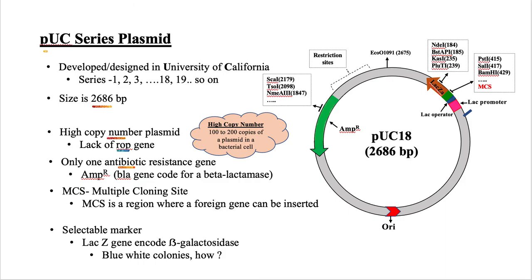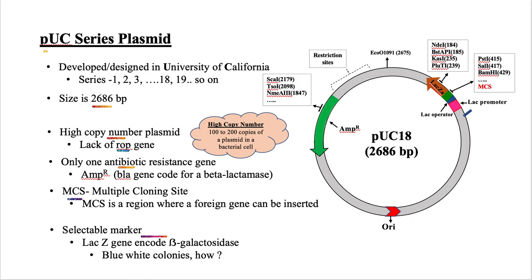The BLA gene codes for beta-lactamase, and beta-lactamase cleaves the beta-lactam ring, which is present in many antibiotics. So that's why all those bacterial cells having ampicillin resistance gene are resistant to those antibiotics that have a beta-lactam ring, for instance ampicillin. Then these vectors also have multiple cloning sites. A multiple cloning site is that region which has restriction sites for many restriction endonucleases, and this is the region where we insert our gene of interest.